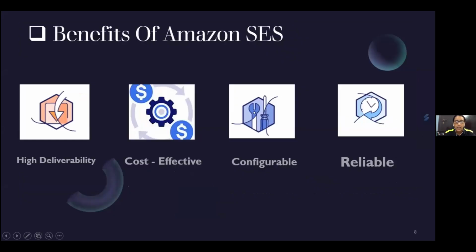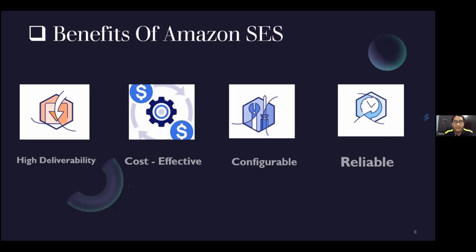Now I am explaining the main benefits of Amazon Simple Email Service. First of all, the main benefit is high deliverability. What do you understand by high deliverability? High deliverability in Amazon Simple Email Service means that emails sent through it are more likely to reach their intended recipients rather than being filtered out as spam or junk mail.